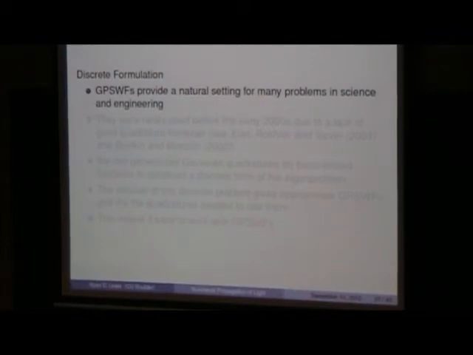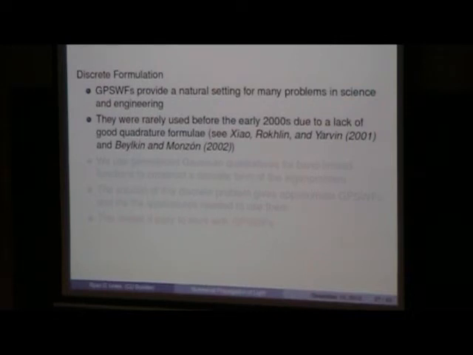The prolates are a very natural setting for many problems in science and engineering, and that's been known for a long time. But they have not been widely used, and that changed in the early 2000s with the appearance of a couple papers. The reason they weren't used is that in order to expand a function in prolates, you need quadratures. You have to use some kind of numerical integral to do this, and there weren't good quadratures for doing that.